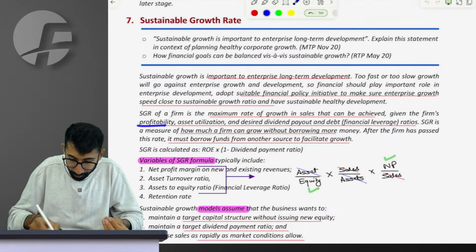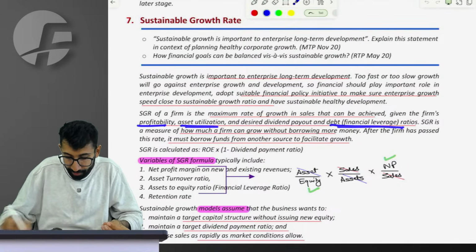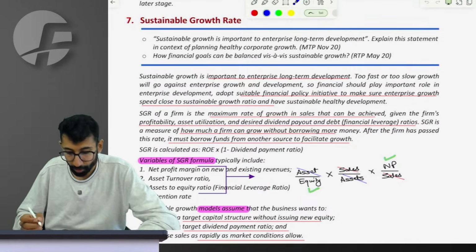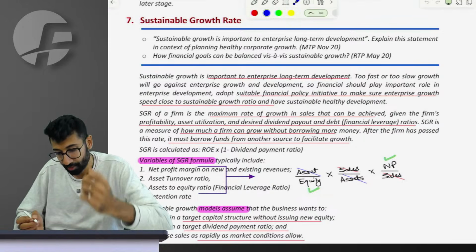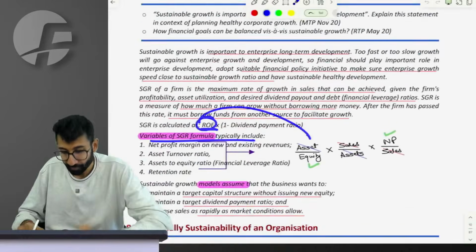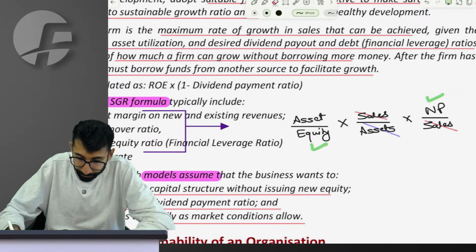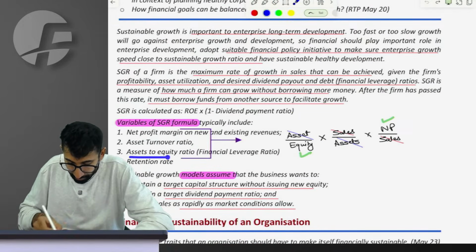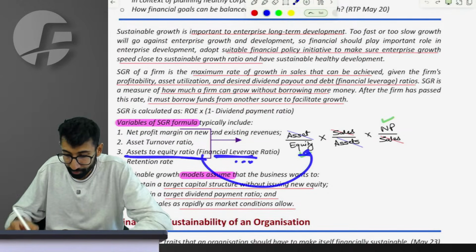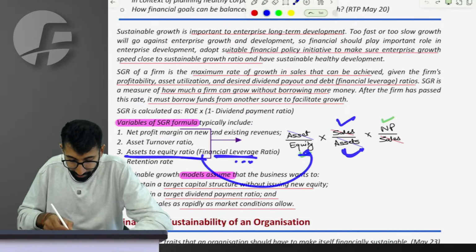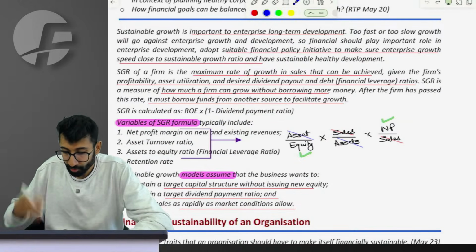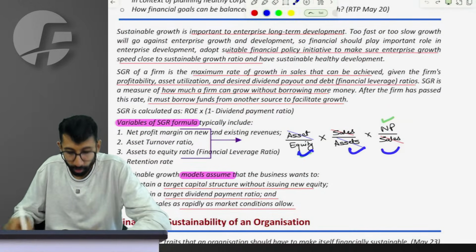Sir, what about the profitability ratio, asset utilization ratio, debt equity mix? The answer for that is in the ROE. There's something called DuPont analysis, which is not part of the curriculum, but we teach it to the CFA students. Please listen to me. ROE formula can be broken down into three parts. Asset divided by equity is the financial leverage ratio, also called equity multiplier. Sales divided by asset is the asset turnover ratio, you know about it. Net profit divided by sales is the net profit margin. When you multiply the three ratios, you automatically get ROE.